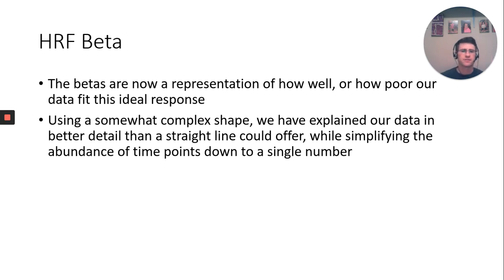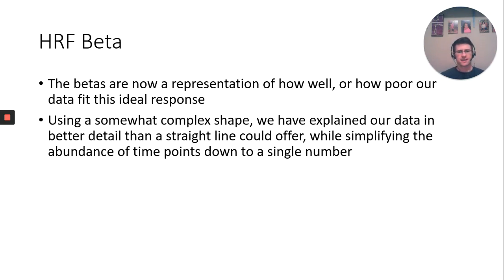So the beta values, again, are basically how well or how poorly the data fit the ideal response. Considering the ideal response, did that channel during that condition fit what I expected, and how well did it fit that? If this part here fit it really well and this part didn't fit it very well, I'm going to assume that this part was more active than this part.